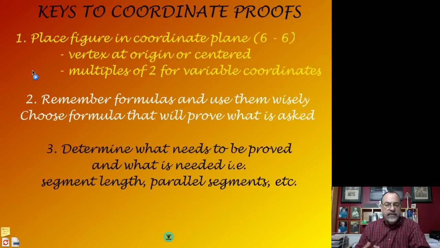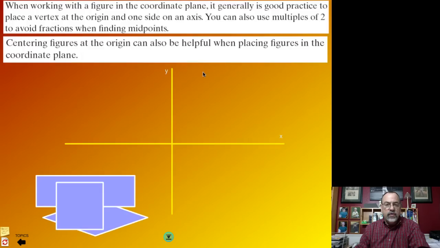The first key to being able to do a coordinate proof is being able to place the figure in the coordinate plane, and we talked about that in Chapter 6, Lesson 6. Remember, we either want the vertex at the origin or we want to center the figure around the origin, and then we want to use multiples of 2 for the variable coordinates.